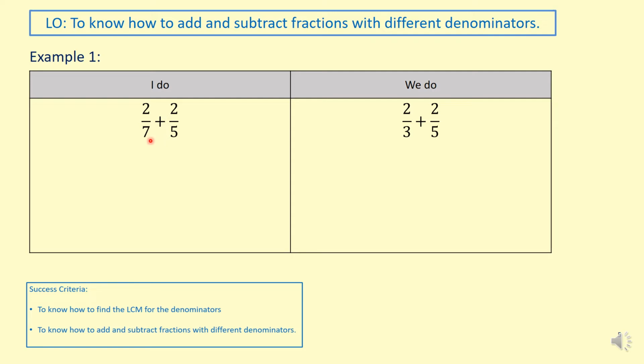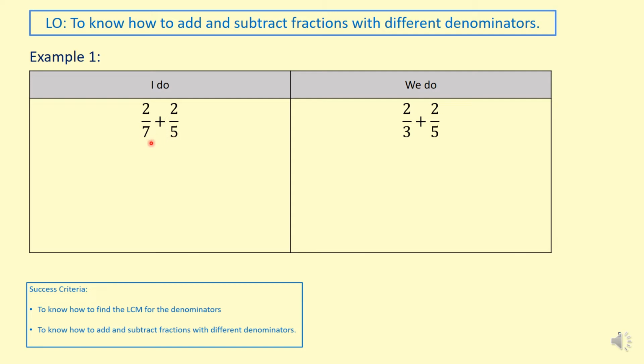But now, how can I change different denominators to the same denominator? First step, we have to make the denominators the same, which we call making a common denominator. For finding the perfect common denominator, you need to make sure you find the lowest common multiple between the denominators. 7 and 5 are the denominators, aren't they? So you need to find the lowest common multiple between 7 and 5.